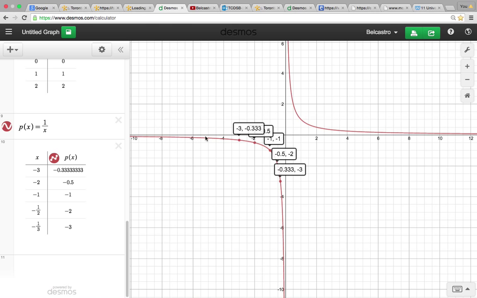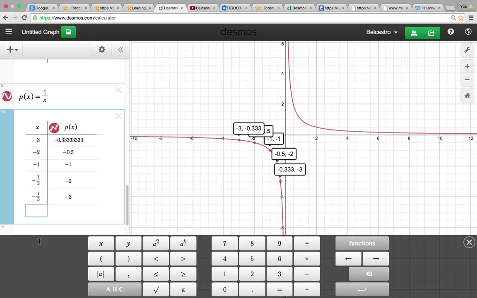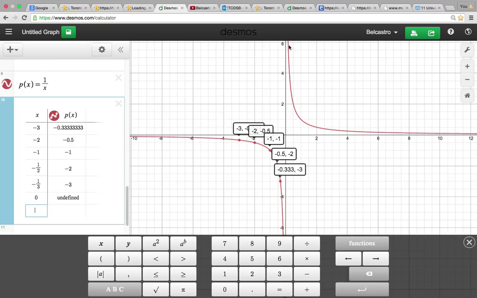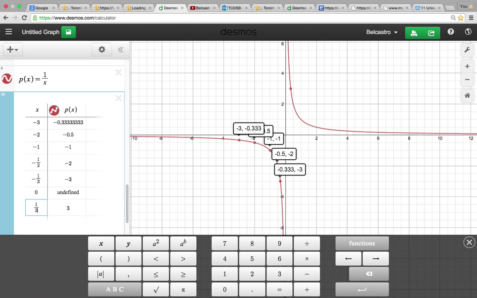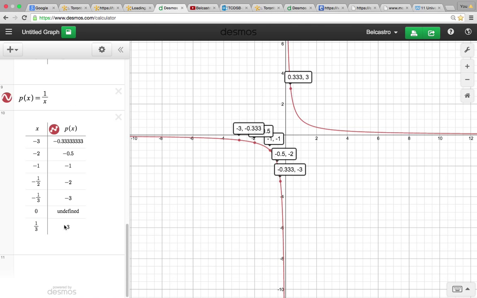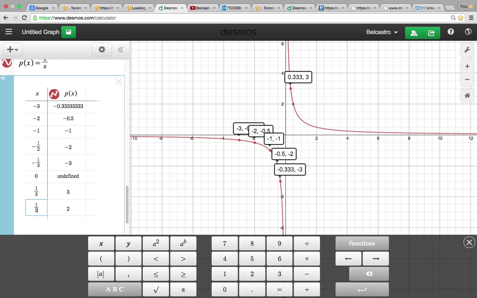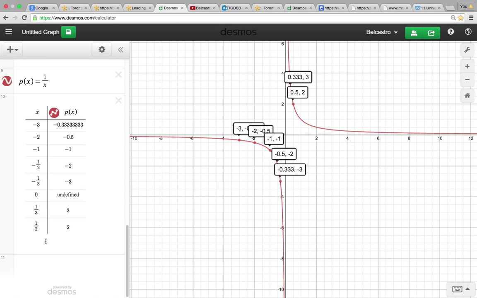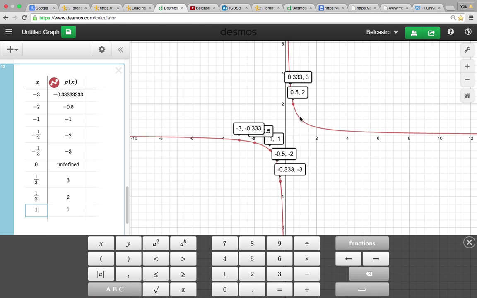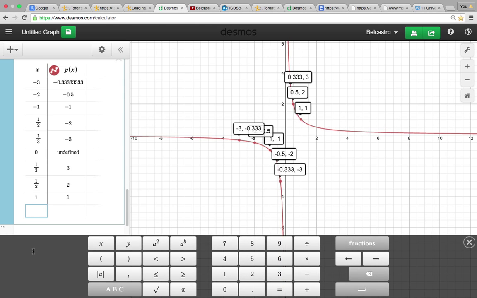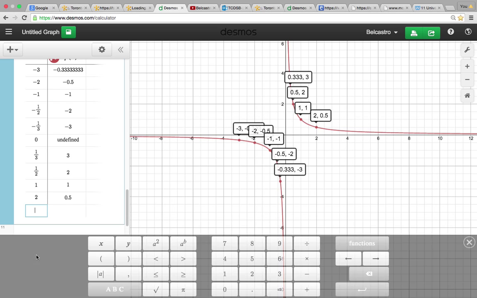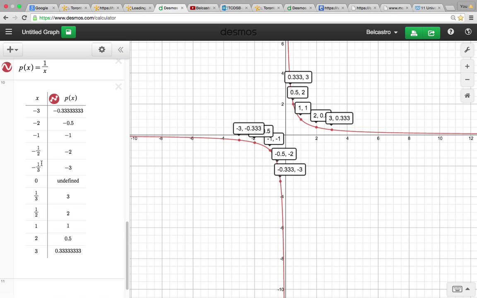It gets really, really close to the x-axis and really, really close to the y-axis, but never touches. We said 0 is undefined, we know that. And then we can do these same things just in the positive range. We'll use a positive third, and one of its key points is 3. Positive a half, its key point is 2. The value of 1 is 1, we know that. And then we get the value of 2, which is a half. And then finally the value of 3, which is a third. Again, so similar to the negatives.